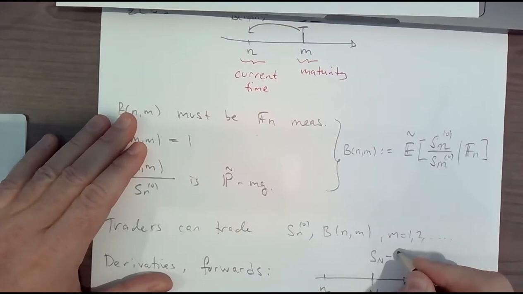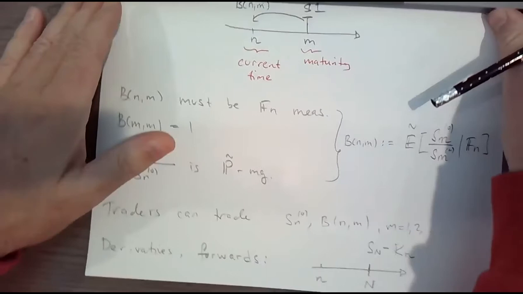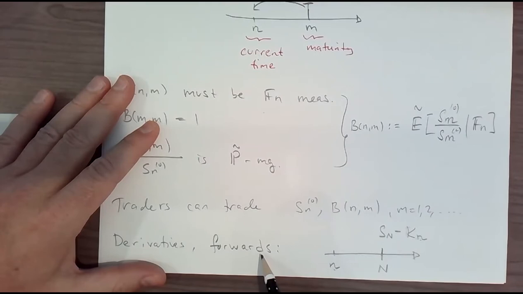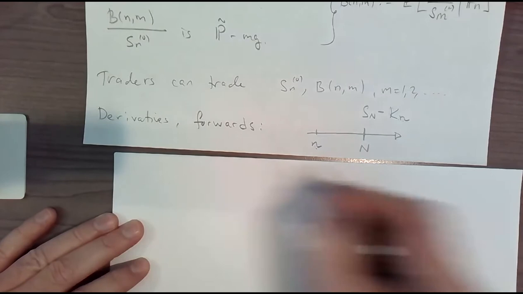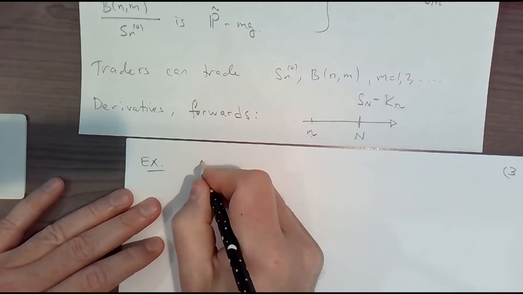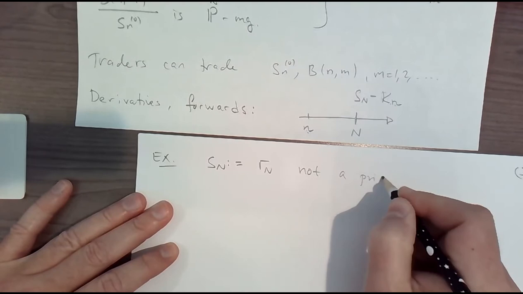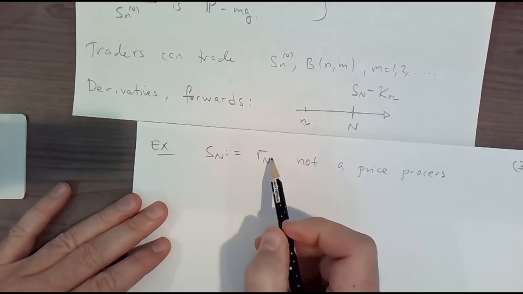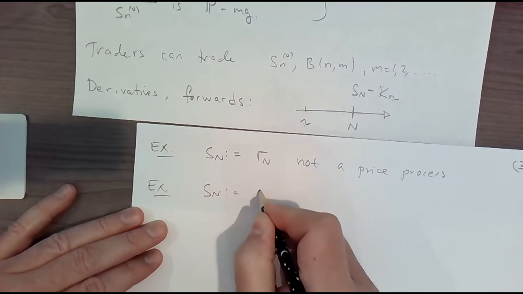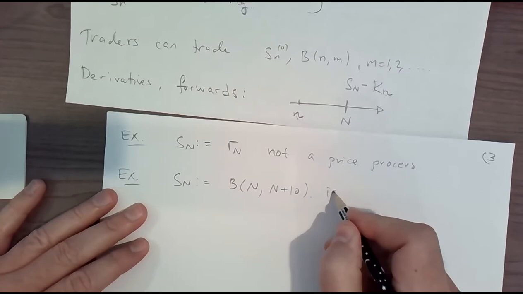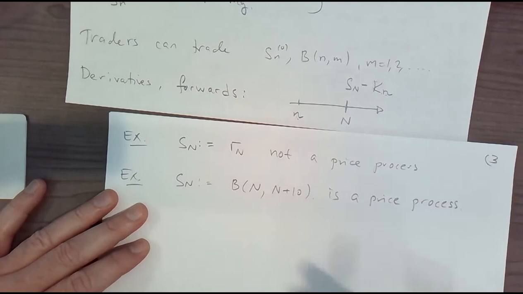K_n is measurable where we currently sit. S_N, this is that random variable, that underlying randomness that we're striking the forward on. So examples could be that S_N is an interest rate. This one here is not a price process. An interest rate is not a price, it's a rate. And you could have that S_N would be a zero coupon bond, say that expires at some later time, say N plus 10. This is a price process, because the zero coupon bond is the price of something that is traded.